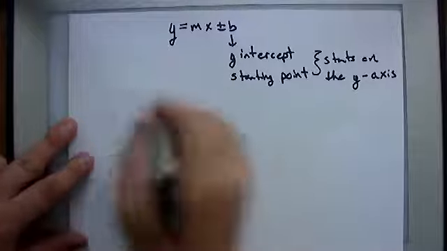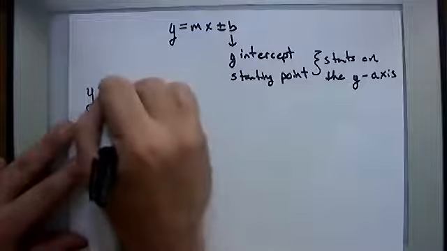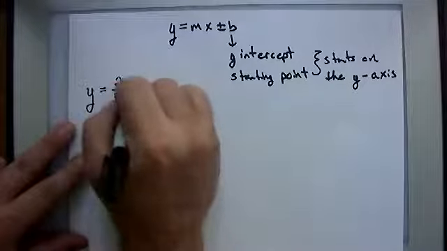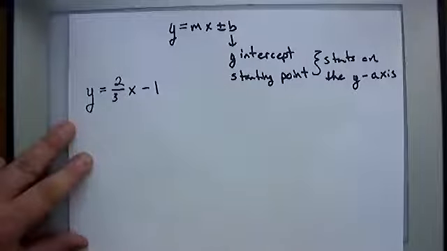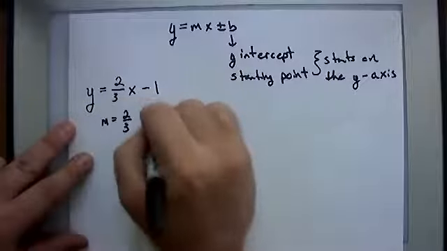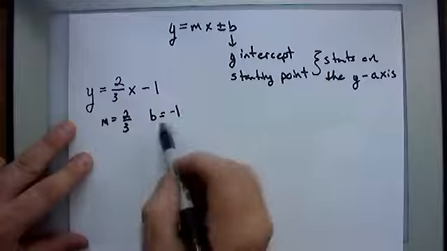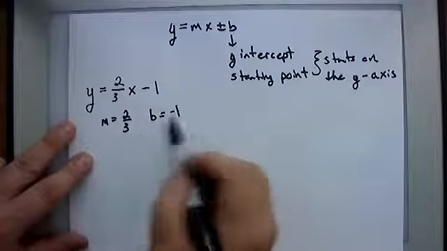So let's do it. We're going to graph a whole one this time, but we'll start with that again. Let's say y equals 2/3x minus 1. Okay? First, identify your M and your B. Your M here would be 2/3. Your B here would be -1. Okay, so what this means is the B is our starting point. We're going to start at -1.